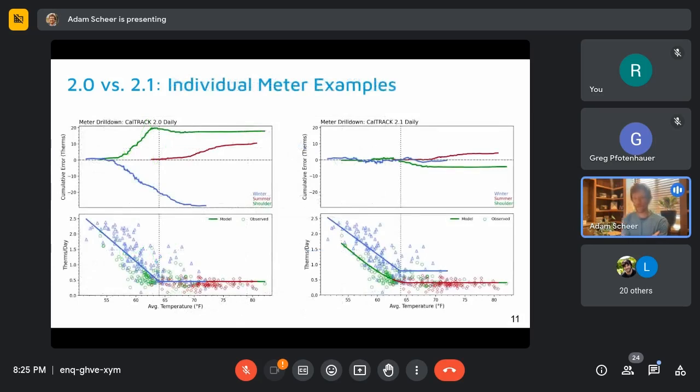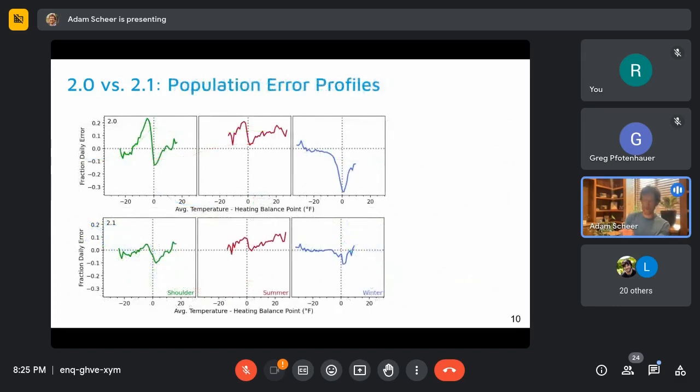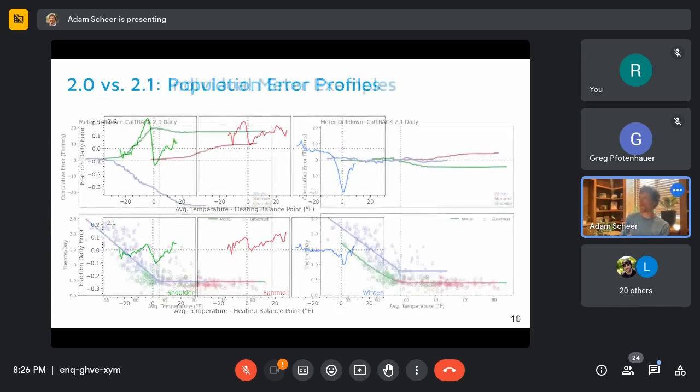So let's take a look at a few individual meter examples. Here, 2.0 is on the left, 2.1 is on the right. This is a gas meter, and we can see exactly what I was talking about that led to this kind of an error profile. So take a look at that, again, that top right plot, where we have large negative bias right around the balance point temperature.